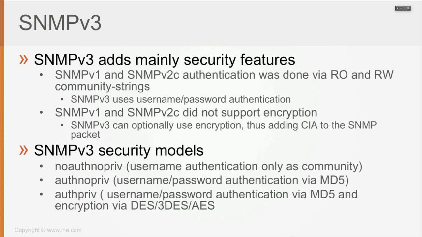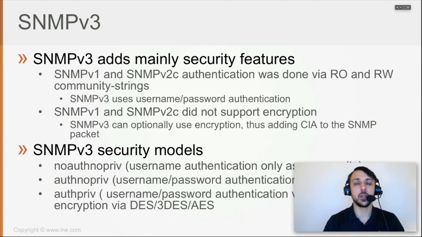The next one is authNoPriv, which is commonly implemented because it offers no encryption, but it does offer authentication via username and password, and the password is sent as an MD5 hash in the SNMP packet. It is no longer sent as a clear text password. And the last one is authPriv, which offers both authentication via username, password, and MD5 hashing, and also encryption of the whole SNMP payload via DES, triple DES, or AES.